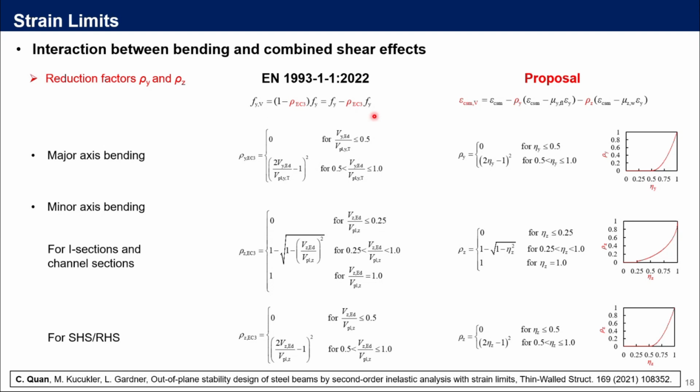And here in our study, we followed the similar philosophy and adopted the consistent formats. We proposed this expression, the top equation, to reduce the original CSM strain limit based on these reduction factors, rho y and rho z. And these reduction factors are calculated using the proposed shear utilization factors, eta, to consider the combined shear effects due to both shear forces and torsion. Therefore, through the top equation, we could reduce the original CSM strain limit and consider the interaction between bending, shear, and torsion.